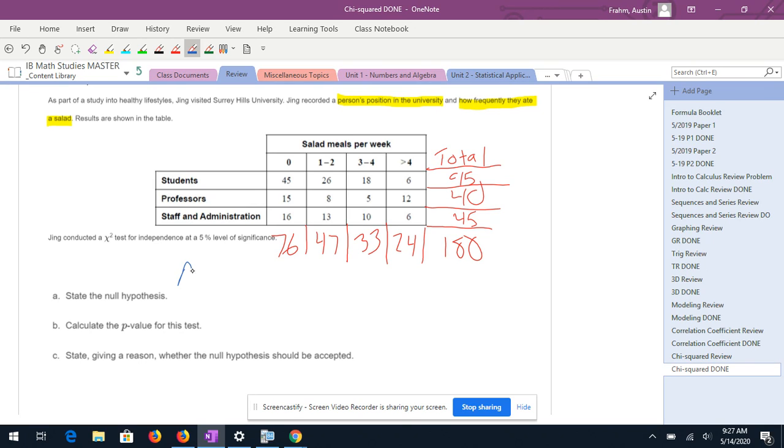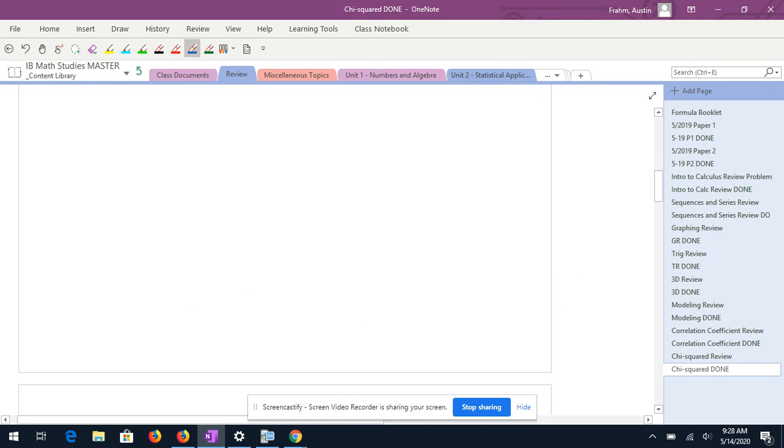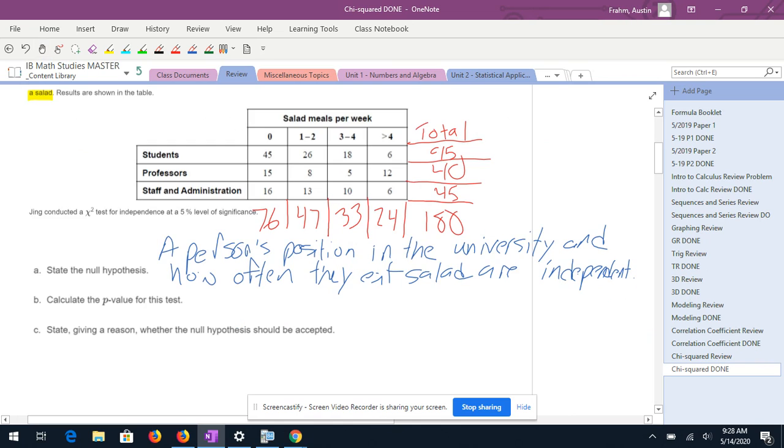Okay, so a person's position in the university and how often they eat salad are independent. Okay, so that would be the null hypothesis.